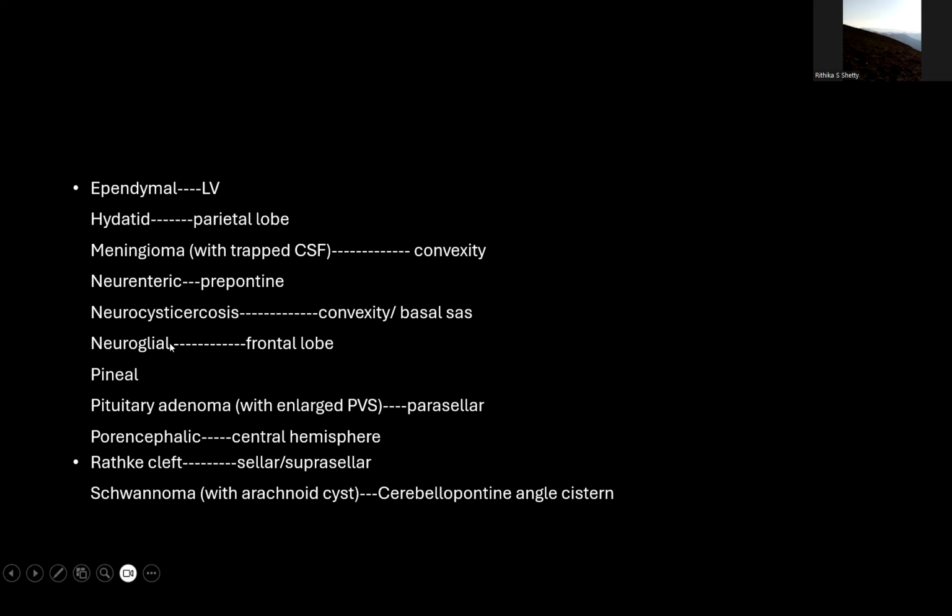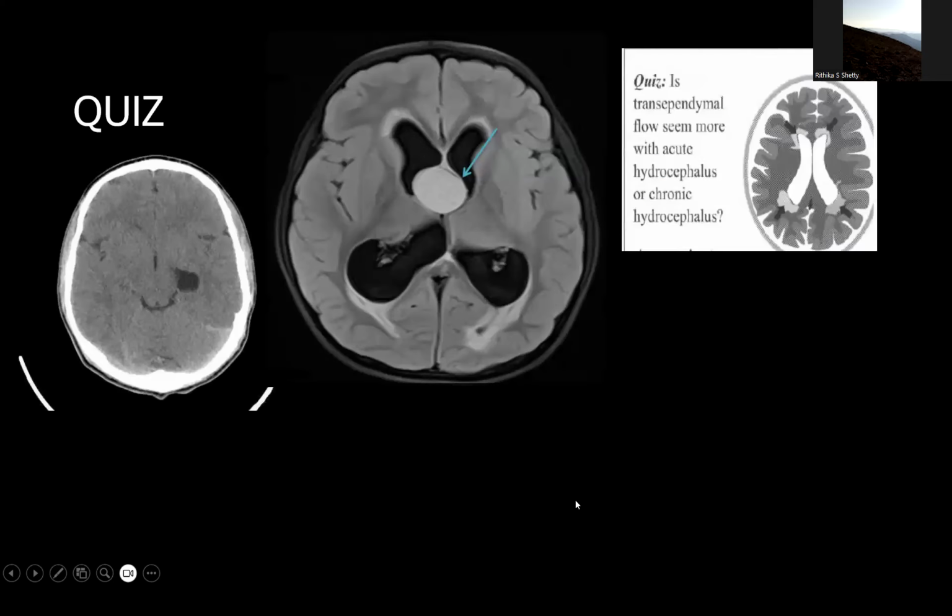In case of pineal cyst, originating from pineal gland. Pituitary adenoma, parasellar region. Porencephalic cyst, central hemisphere. Rathke cleft cyst with mucous and serous variant in sellar or suprasellar region. Schwannoma, CP angle cistern is most common.